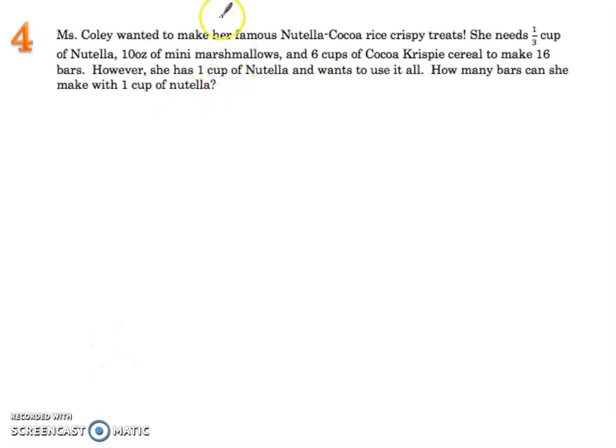However, she has, and I'm reading this a little crazy, she has 1 cup of Nutella. So we'll put a box around that. And she wants to use it all. How many bars can she make?